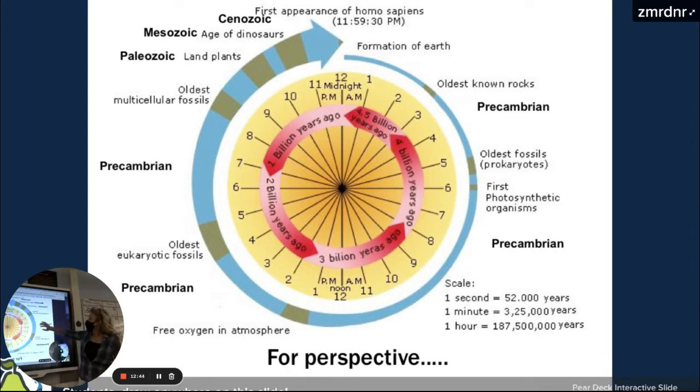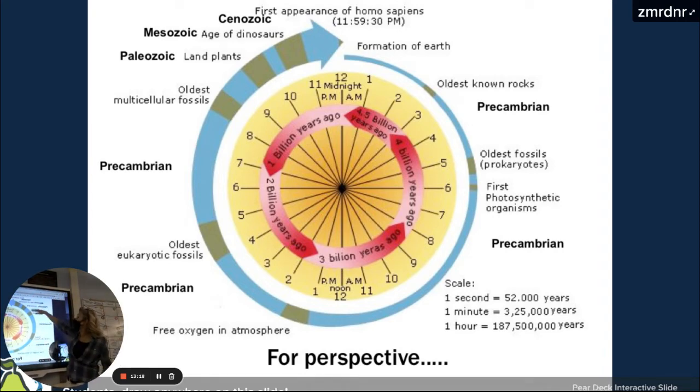Okay, then day 2. I like this diagram for perspective, right? Now that you know about the Precambrian, the Paleozoic, Mesozoic, Cenozoic, when you see the formation of the Earth at midnight last night, and then we look, we're in the Precambrian, oldest fossils at 5 in the morning, first autotrophs here at 6 in the morning, but then we don't have non-cyclic photophosphorylation until much later. We have free oxygen. We don't have eukaryotic cells until 5 in the afternoon. We're still in the Precambrian.